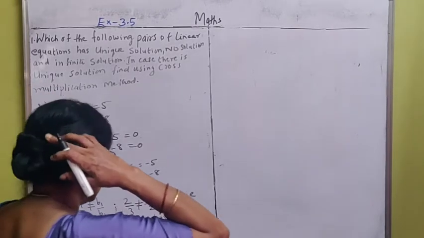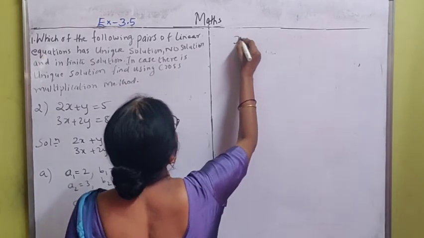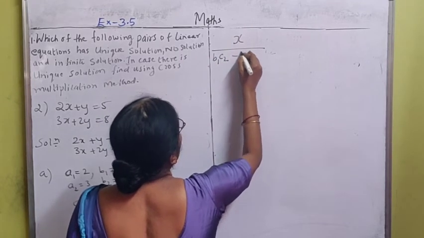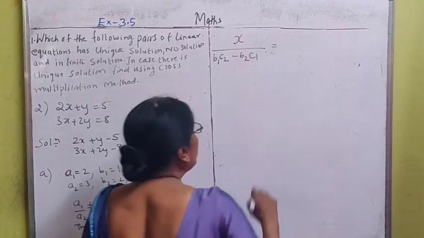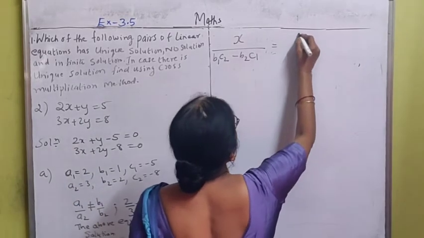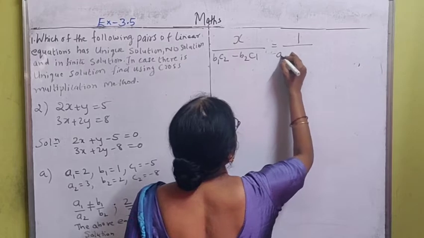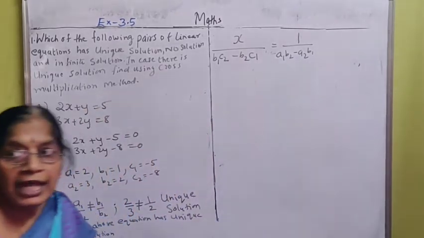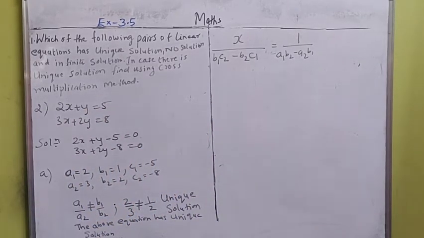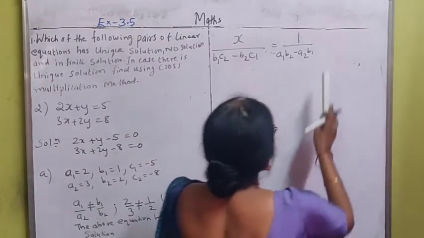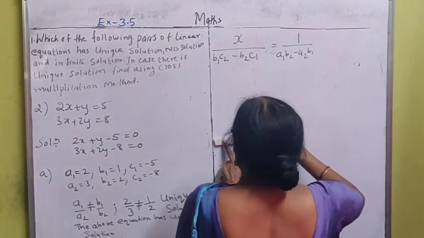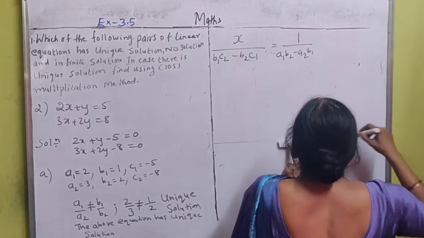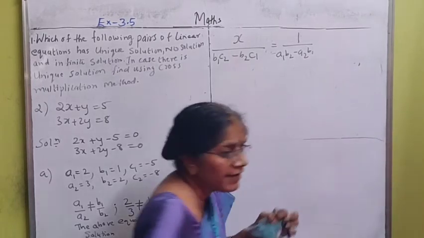So we'll go to the other side. What is our formula? x divided by B1C2 minus B2C1. Compare it with the constant. The constant is what? 1, divided by A1B2 minus A2B1. Now let us take the values and substitute them. So I am going to divide into 2 because we have to find the x value and the y value.